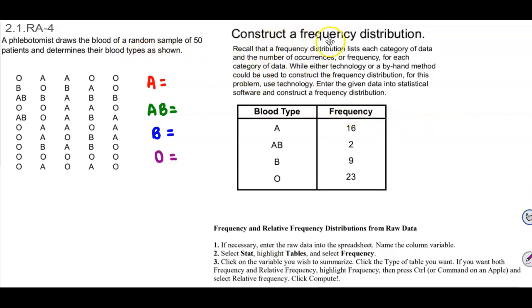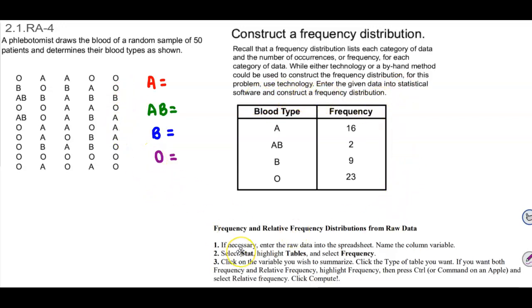We want to be able to construct a frequency distribution. Now recall that a frequency distribution lists each category of data and the number of occurrences, or frequency, for each category of data. While either technology or a by hand method could be used to construct a frequency distribution, for this problem we're going to use technology. Before we do that, we're going to do it by hand, and then we're going to do it by technology. So we're going to enter the given data into statistical software and then construct a frequency distribution.